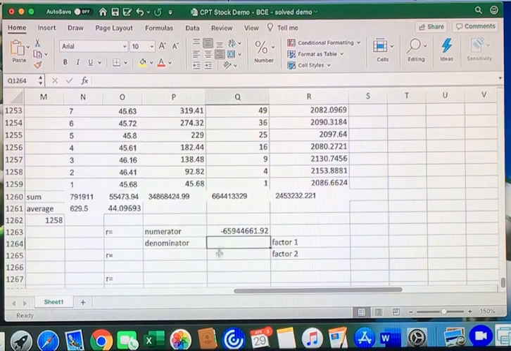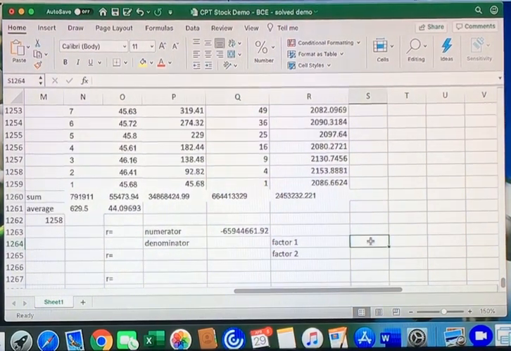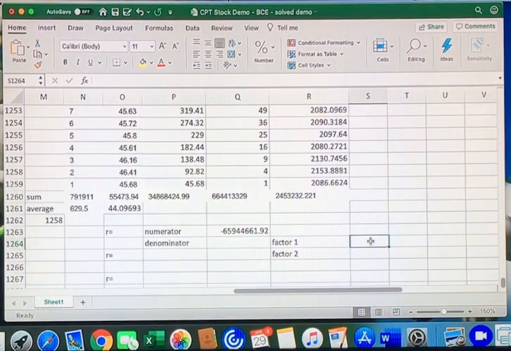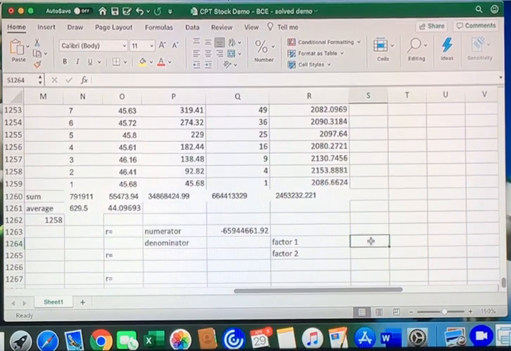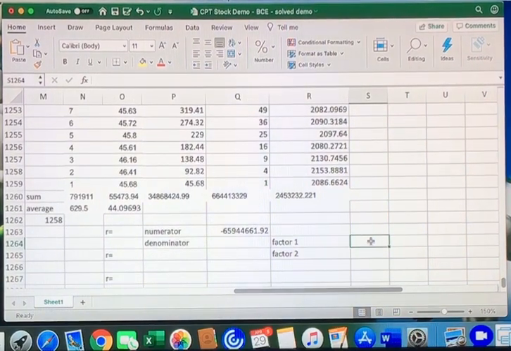Now for my denominator, I've broken it up into two brackets. If you remember, it's a square root of a very huge number. It's going to be a square bracket, and it's going to be n times the summation of x squared minus the summation of x, squared, and that's one factor. Then there's another square bracket, which is n times the summation of y squared minus the summation of y, squared. That's the other factor. So I'm going to do those two factors separately.